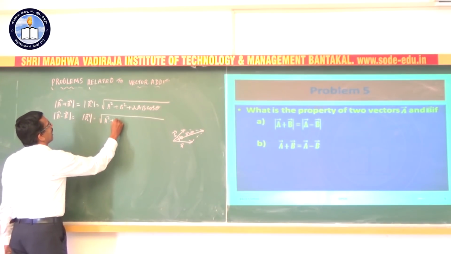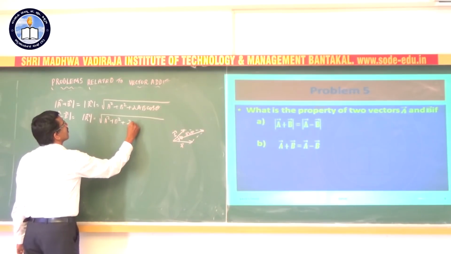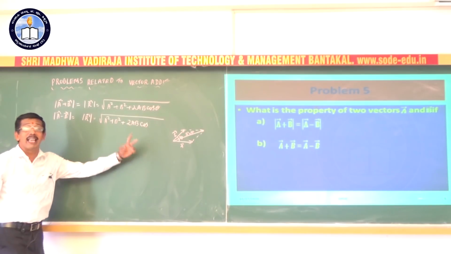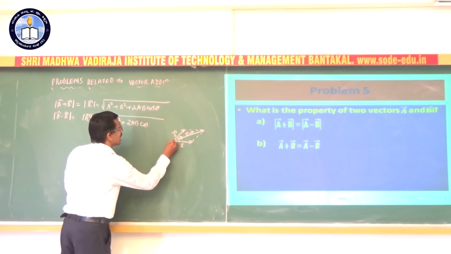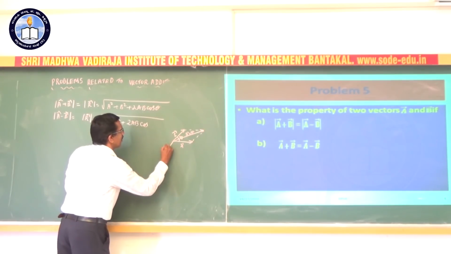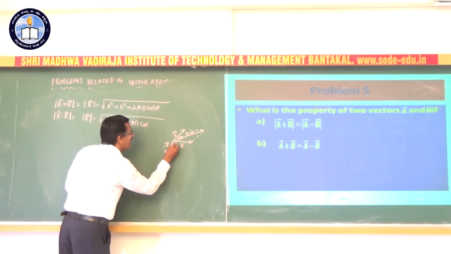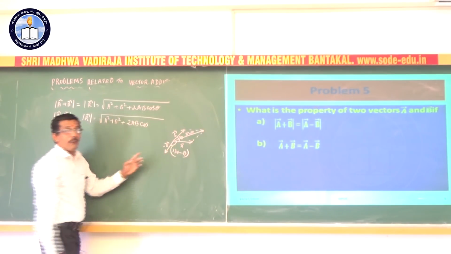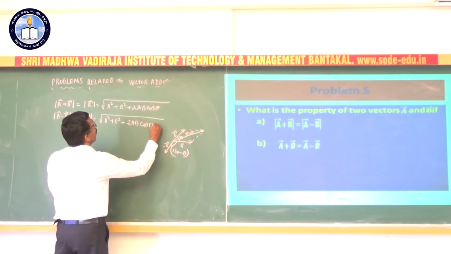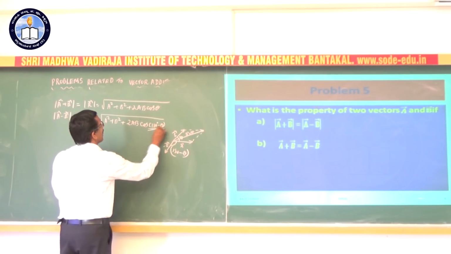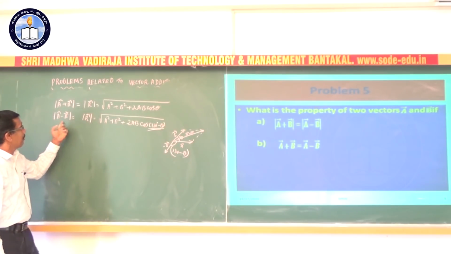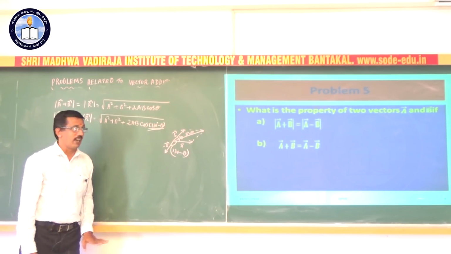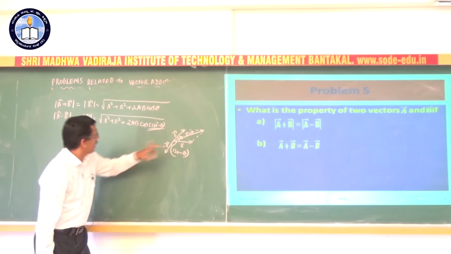Magnitude of A minus B, I'll take it as R dash, square root of A square plus B square plus 2AB cos, what is the angle between A and minus B? If this is B, minus B will be in the opposite direction. This is minus B. What is this angle? This angle is nothing but 180 minus theta. This is very important. For magnitude of A minus B, the angle between A and minus B is 180 degree minus theta, where theta is the angle between A and B.